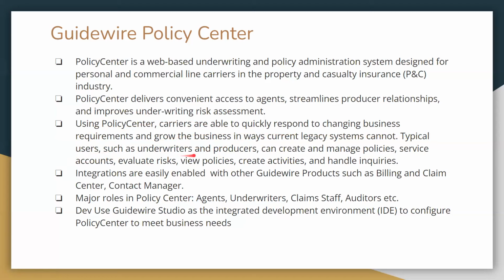So typical users such as underwriters and producers can create and manage policies, service accounts, evaluate risk, view policies, create activities, and handle inquiries. All these things can be done by the producers, which are also called the agents, and also the underwriters. Okay, so they can do everything. They can create the policy, manage the policy, handle the accounts, remove the account, and evaluate the risk. Either the risk can be approved or rejected, or they can view the policy, modify the policy, create activity, and handle the inquiries as well. So these many things can be done by these two roles in the Policy Center, because all these things cannot be done in the legacy systems.